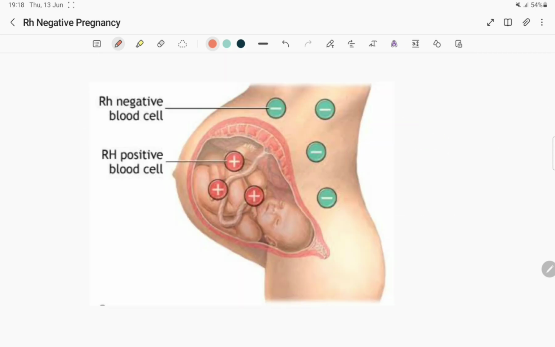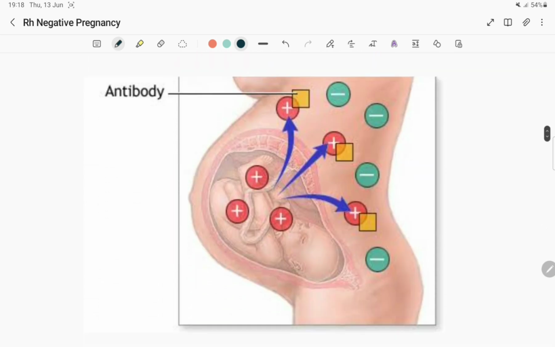So once again, trying to understand in terms of diagrams, see, this is the fetus containing that Rh positive blood, and this is the mother having the Rh negative blood, right? So now when it goes into contact, the positive comes into the maternal circulation, right? And what will be produced? Antibodies. These yellow color that you see, antibodies will be produced, okay?